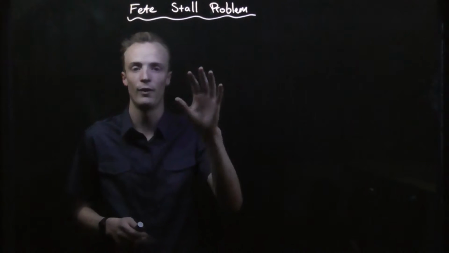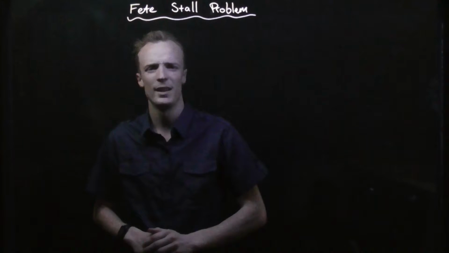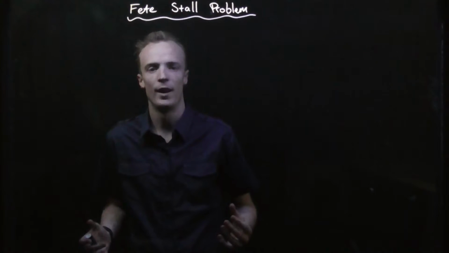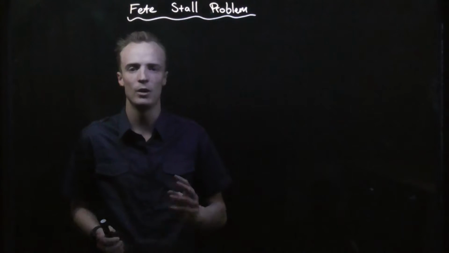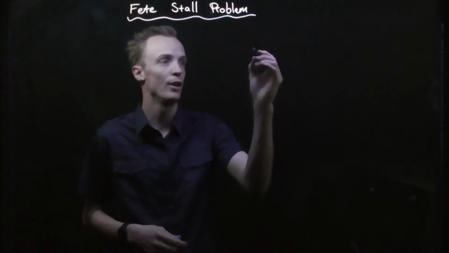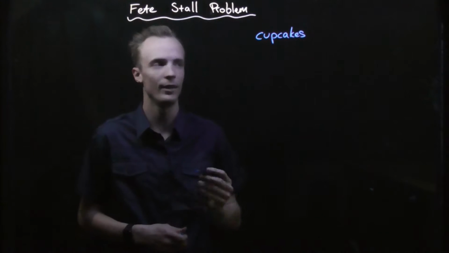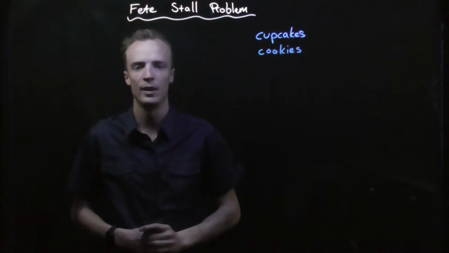Now to help us do that, we're going to set up a problem that themes the upcoming videos. I'm going to refer to it as the Fete stool problem. What I want you to pretend is this. We're at a school Fete and we're going to set up a stall to help make some money. And we're going to sell two items at that stall. We're going to sell cupcakes and we're going to sell cookies.